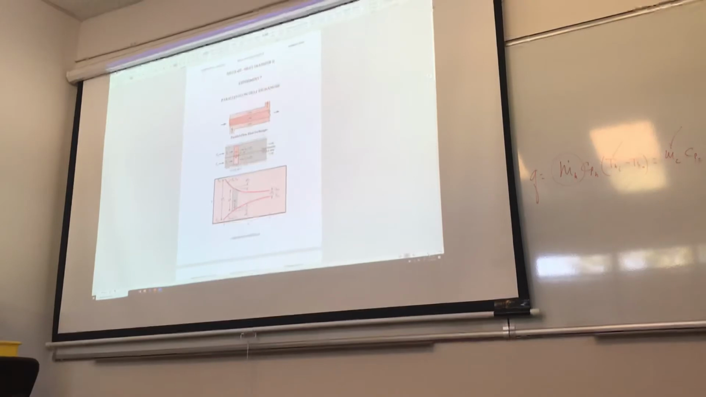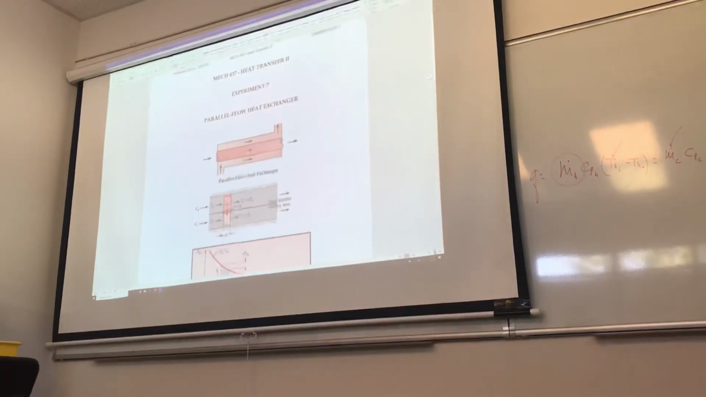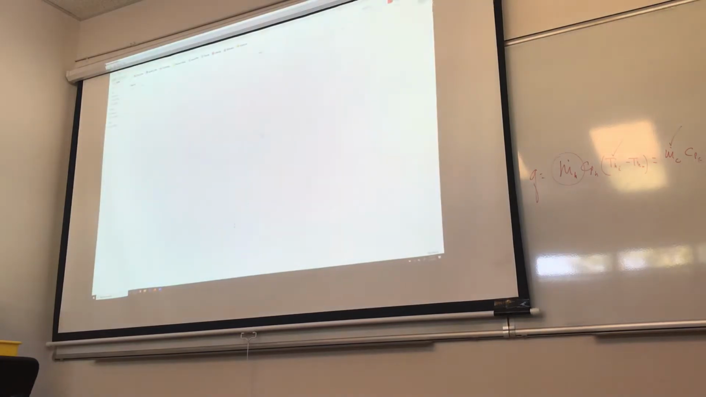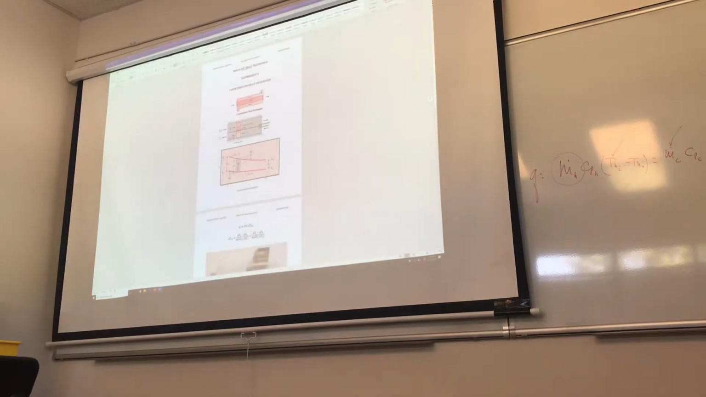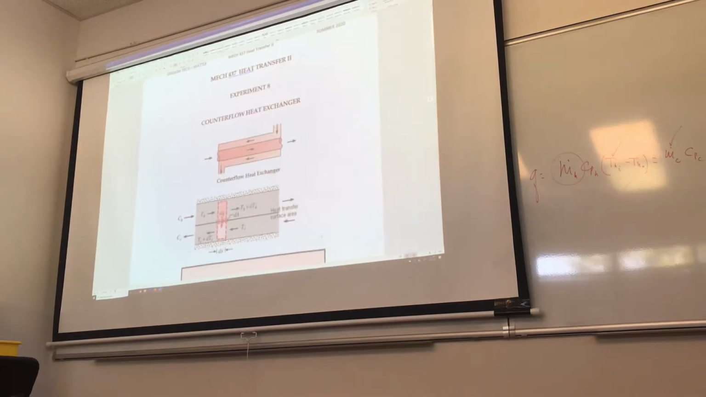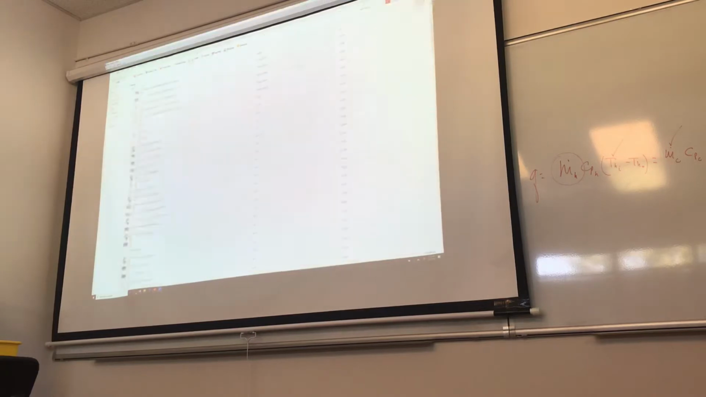So the first lab, lab number 7, that we're going to be talking about is the parallel flow exchanger, and then lab number 8 is going to be the counter flow exchanger. Okay? So I'm not printing, this is what I posted on Canvas, right? So let me go back to the previous one.